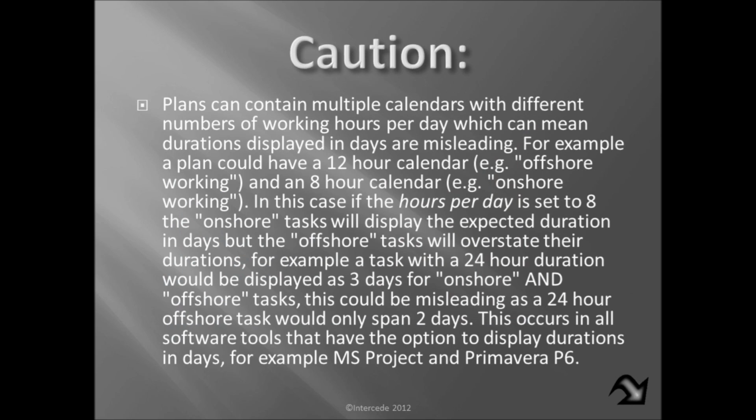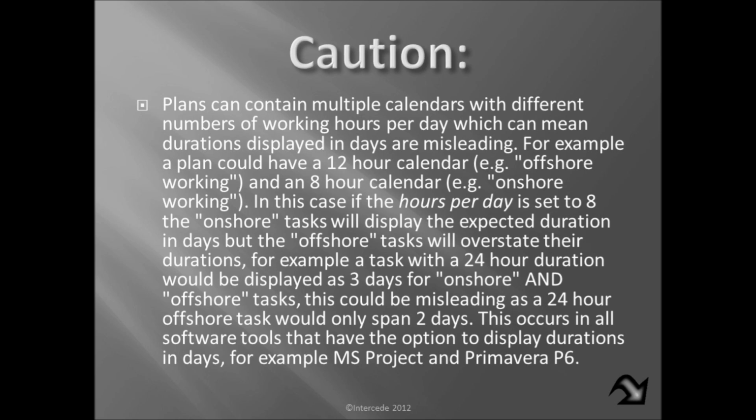So this is the caution that Primavera lists, and I'll just read it. Plans can contain multiple calendars with different numbers of working days per day, which can mean durations displayed in days are misleading. We almost always think in days. And so what happens is when you're doing your min and your max, assuming this is direct application for some of the smaller schedules, then the people that you're dealing with are going to think in days as opposed to hours.